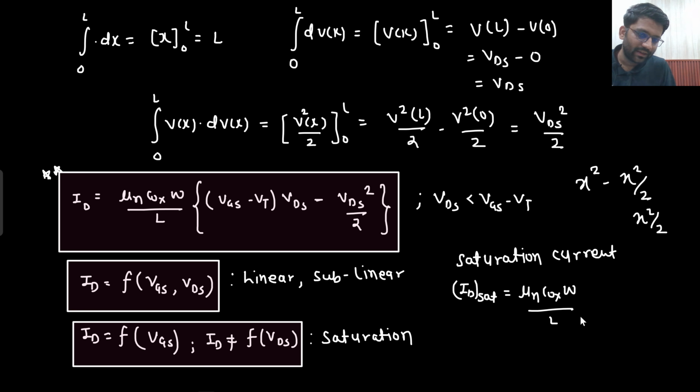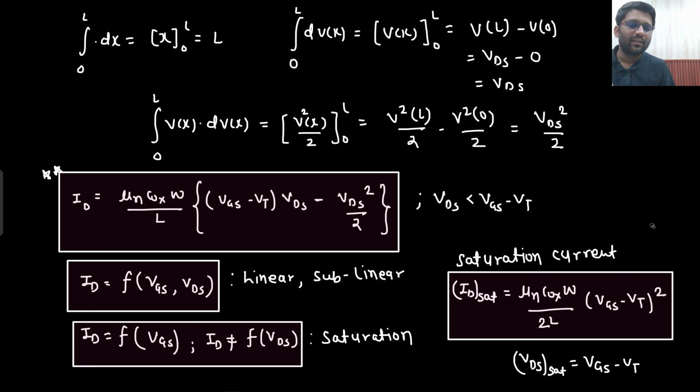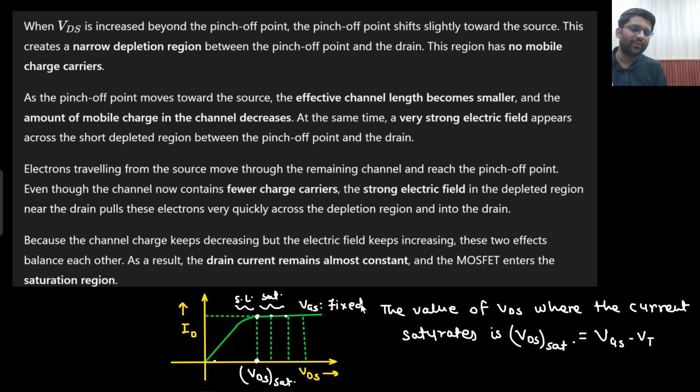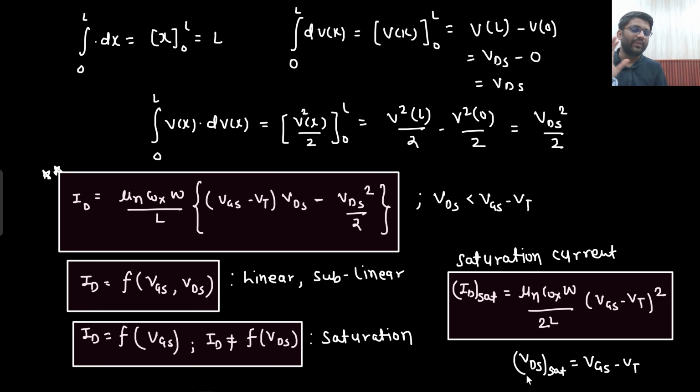Mu n Cox W by L, X square by 2. So this 2 can come here, and here you will get (VGS minus VT) whole square, right? Because saturation is achieved when VDS sat is equal to VGS minus VT. So saturation is achieved when you apply VDS equals VGS minus VT. After that, the current remains the same. It doesn't depend on VDS, and you can see that this current is not depending on VDS.